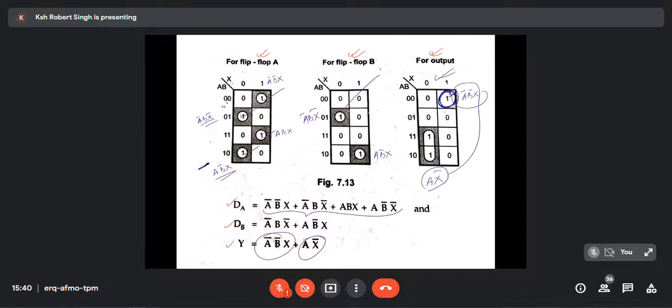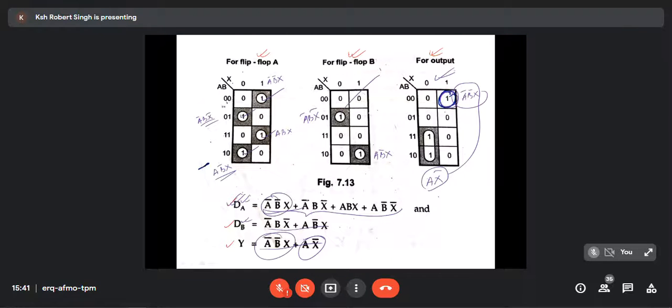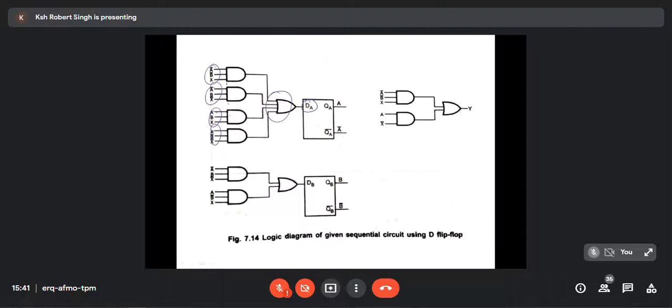So from this, we know what goes into DA. What are the inputs going to DA? Because we know the function. DA is equal to this, DB is equal to this, Y is equal to this. The Boolean expression we have. Now you just simply have to draw DA. DA is equal to this, AND gates and finally the OR operation. So you can simply draw like this.